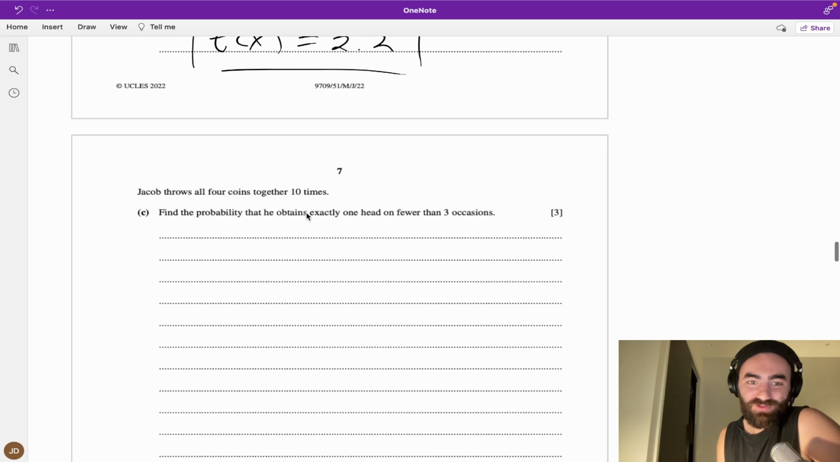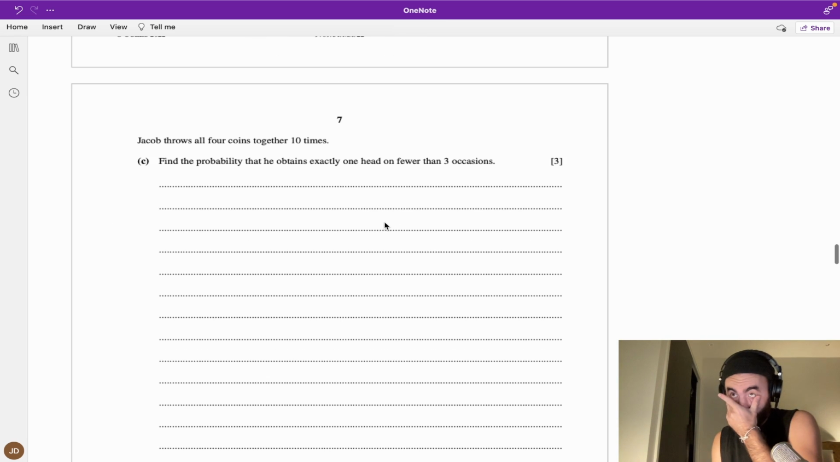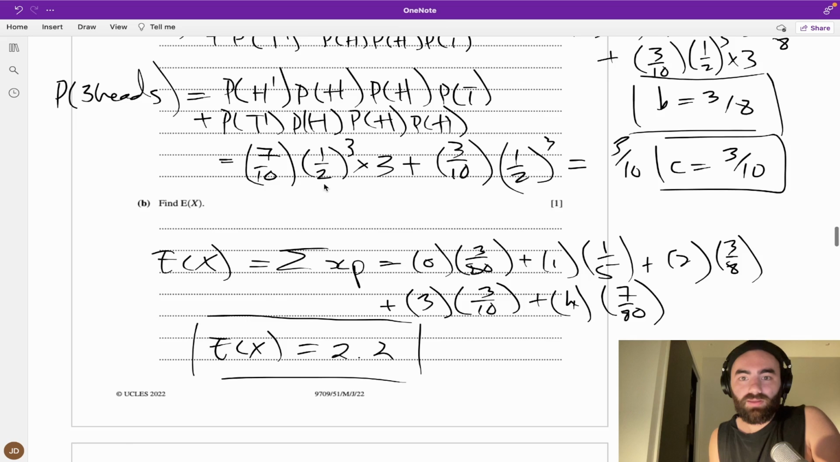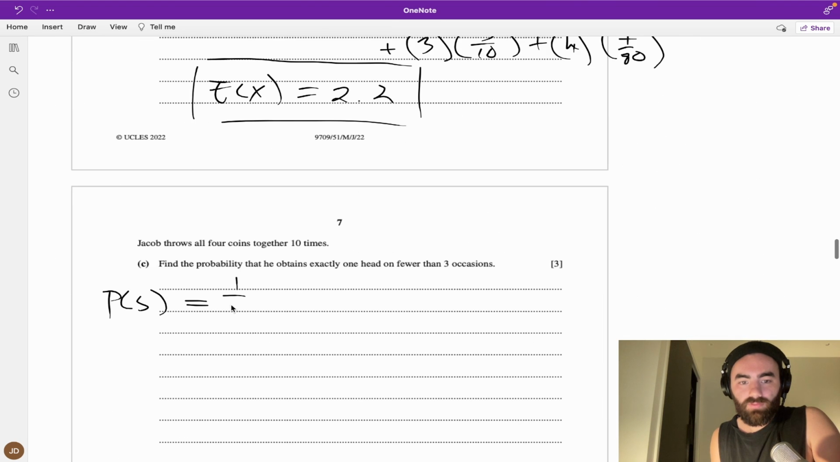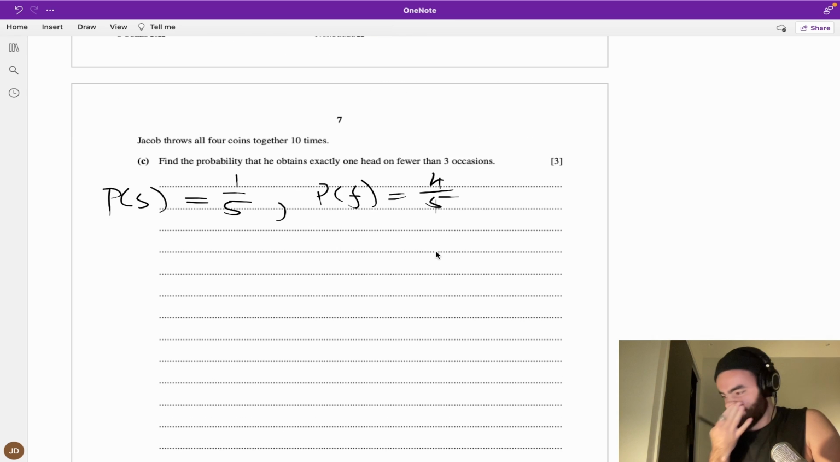Jacob throws all 4 coins together 10 times. Find the probability that he obtains exactly 1 head. So this is binomial distribution. The probability of success is that he obtains exactly 1 head. And what is that? Well, 1 head was A, so this is 1 over 5. And the probability of failure will be 4 over 5. And n is 10.